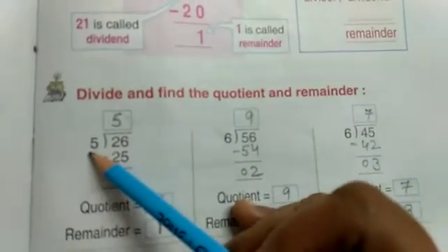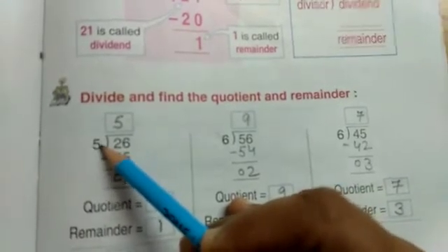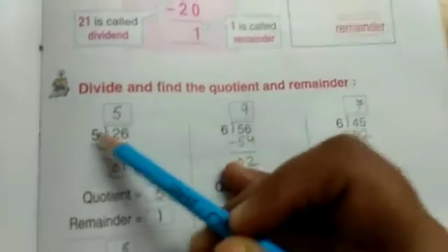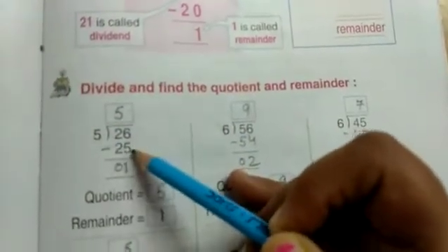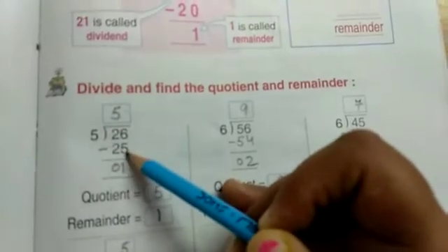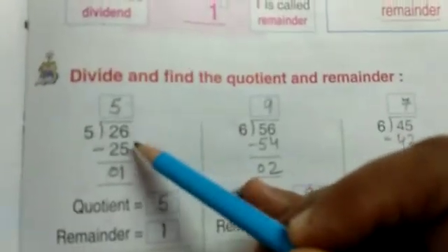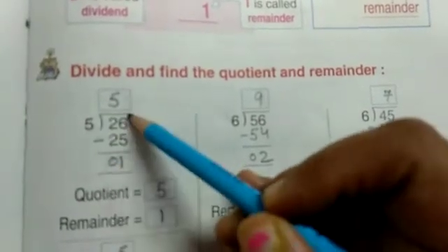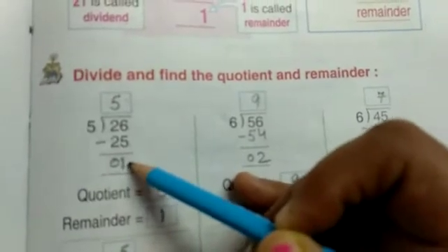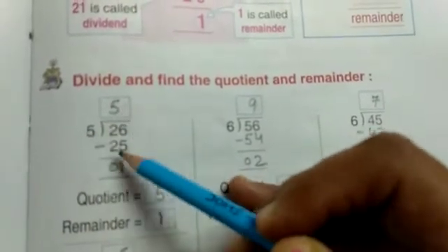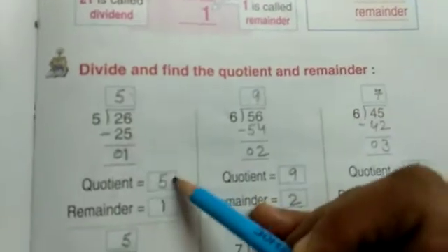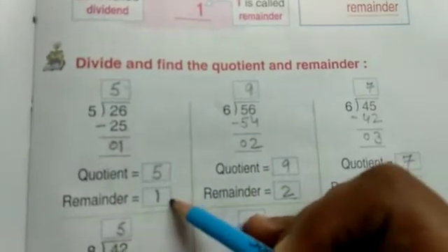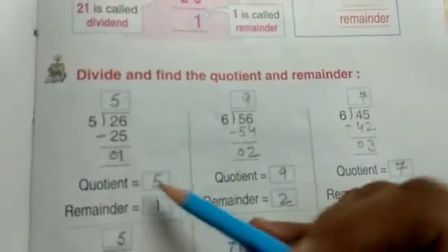26 divided by 5. So children, you have to say the table of 5 in your mind, and you have to reach till 26. 5 5s are 25. This is the nearest number. When you subtract 5 from 6, you get 1 as the remainder. 2 minus 2 is 0, but 6 minus 5 is 1. Okay, so this is the remainder. 5 is the quotient here, so you have to write 5 in the quotient box, and 1, the remainder, you have to write in the remainder box. Okay, 5 5s are 25 and 1 is the remainder.